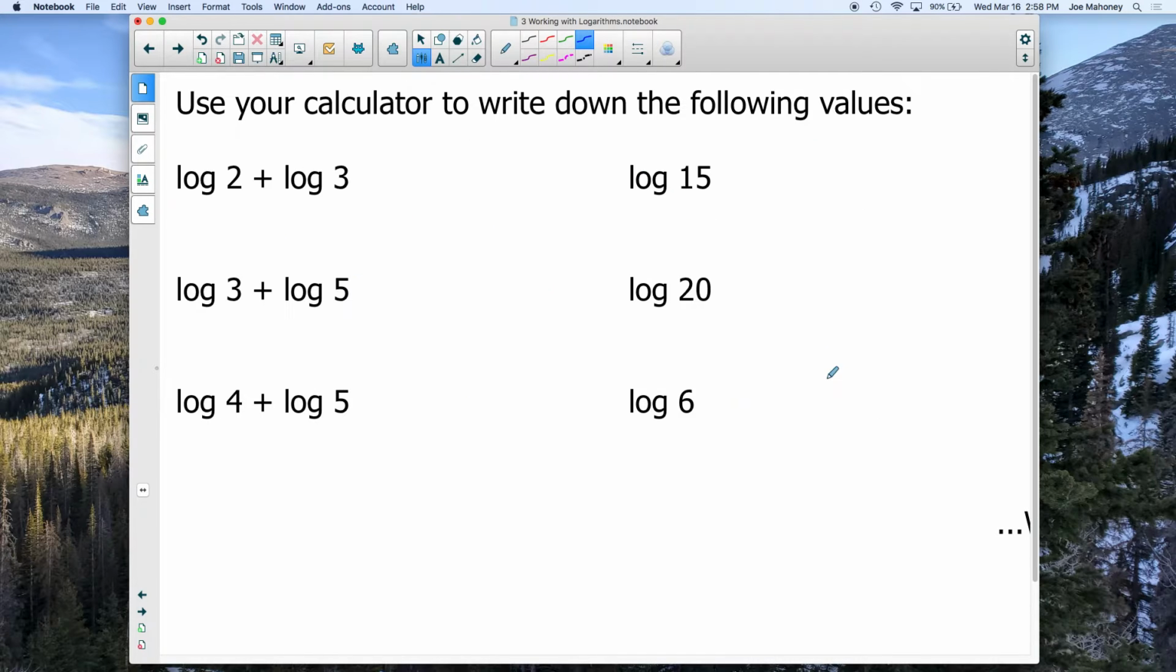All right, little graphing calculator exercise. What I want you to do is write down the decimal values that you get for these expressions. So pause the video, play with your calculator for a minute, see what you get. I'll wait for you. All right, did you notice that some of these values were the same? Like the log of 2 plus the log of 3, that was equal to the log of 6. And this had the same value as the one for the log of 15. And this was the same for the log of 20.